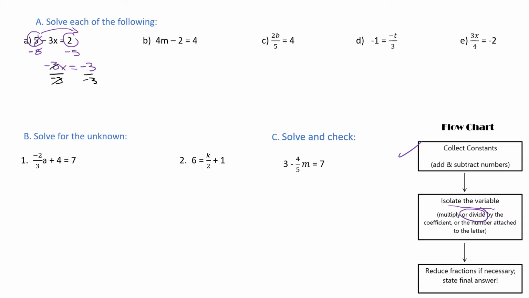What do I have left here? X equals what? What's -3 divided by -3? It's +1. So there's our answer, and that's our final line there. We don't need to do that extra box at the bottom.